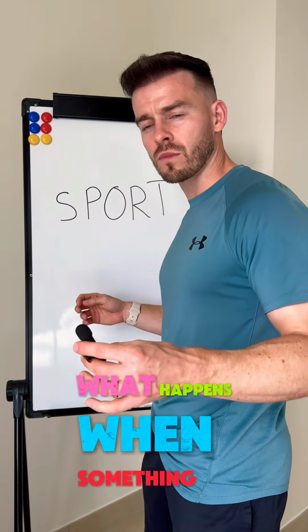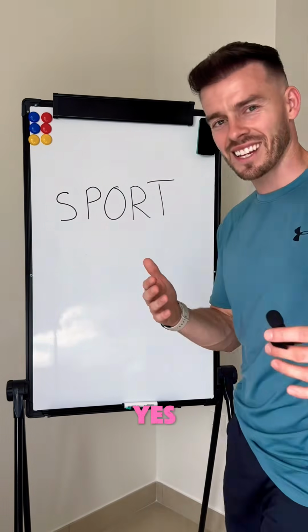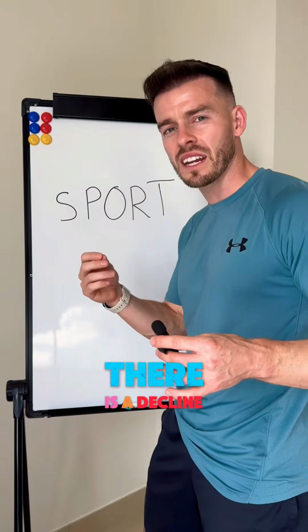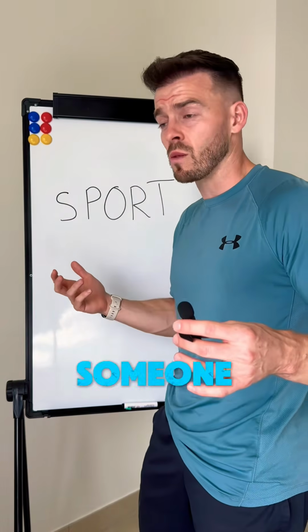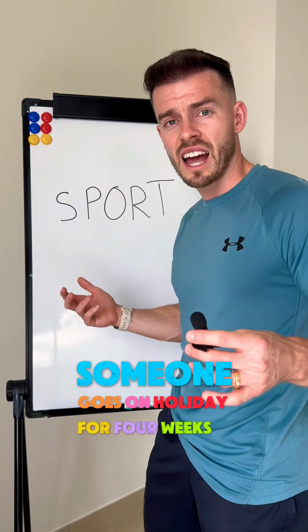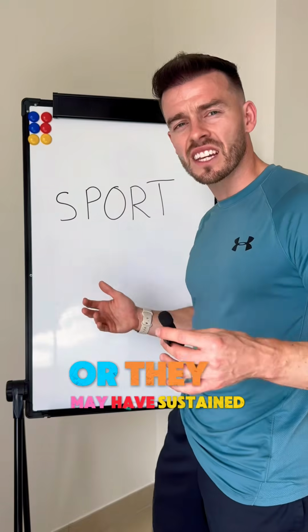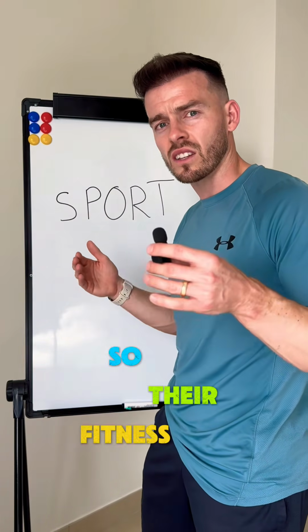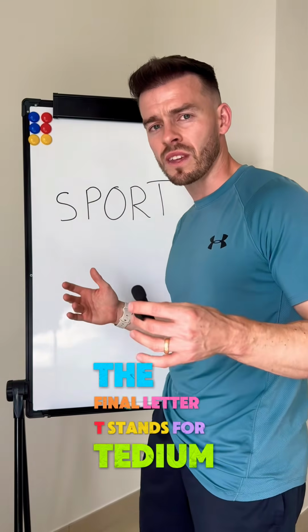What happens when something reverses? Beep, beep, beep. Yes, it goes backwards. So during reversibility, there is a decline in fitness. Fitness goes backwards. And this could simply be because someone goes on holiday for 4 weeks and they have a complete break from exercise, or they may have sustained an injury, so therefore can't partake in exercise, so their fitness declines. The final letter, T, stands for tedium.